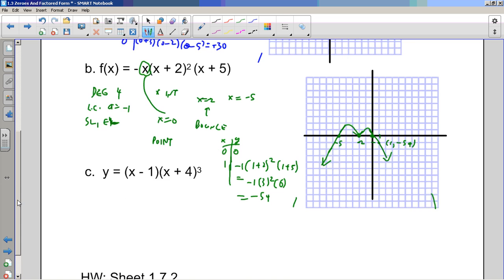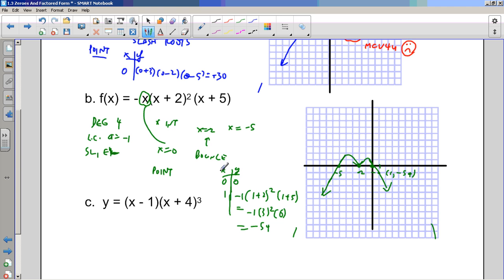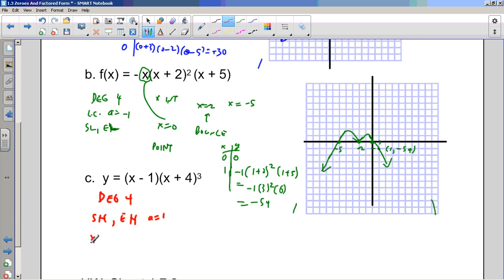We got one more, and no graph to do it on. So I guess I'll just try and put it. I'll maybe goof up the scale a little bit here, but I see it. This is another degree 4. It starts high and ends high. I know that because there's no negatives in here. They're all positive brackets, and my leading coefficient is going to be a equals 1. I got x-intercepts at x equals 1 and x equals minus 4, and this is a triple root. A triple root or a slide.